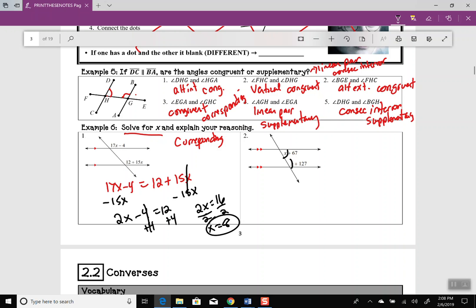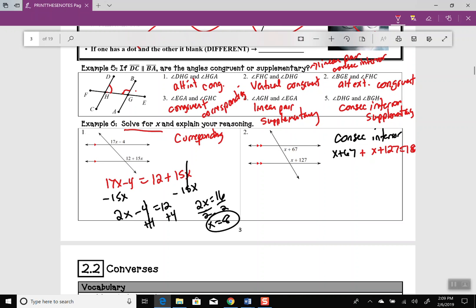These two angles are consecutive interior, so I know that they should add up to 180. So by consecutive interior, those angles are supplementary, so they add up to 180. So that first one is x plus 67. The second one is x plus 127, and I know that should equal 180 degrees. So those two angles added up, same side of the equal sign, so we're going to combine like terms. Again, that 127 and 180 are on opposite sides, so we can't combine those yet.